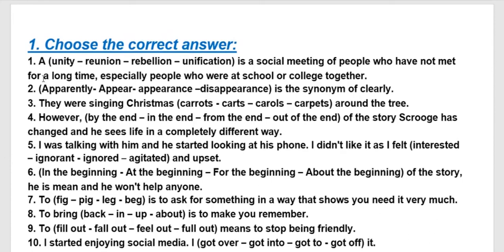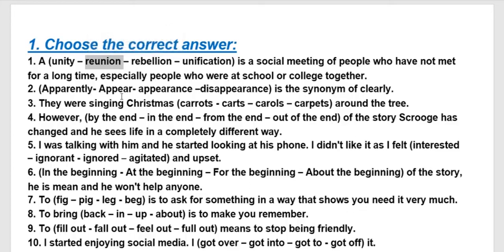A unity, a reunion, a rebellion. A reunion is a social meeting of people who have not met for a long time. So it is a reunion. But a rebellion is a violent action done by people against the government in order to express their disagreement about something.